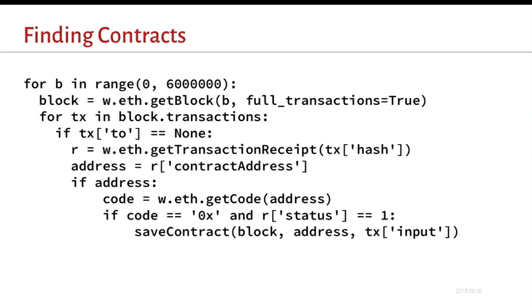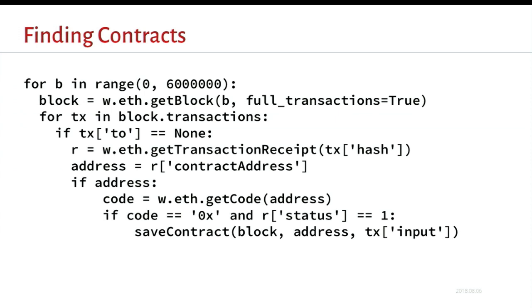So here's finally some actual code. This is how you just iterate over every block. We pass a flag to say full transactions equals true. This just prefetches all the transaction data that we're going to need anyway. For each transaction, we get the receipt. If there is a contract address field in the receipt, we know that a new contract was created.